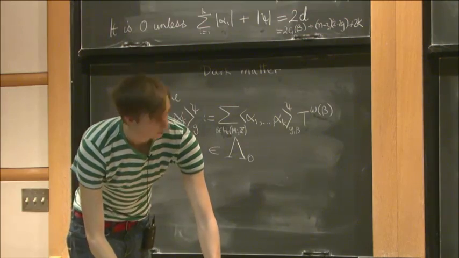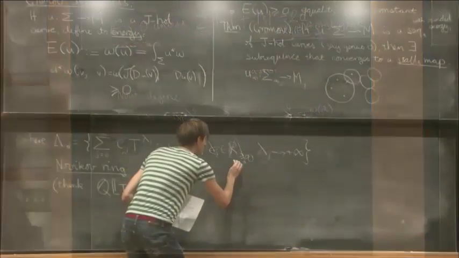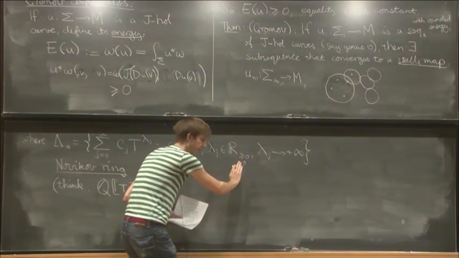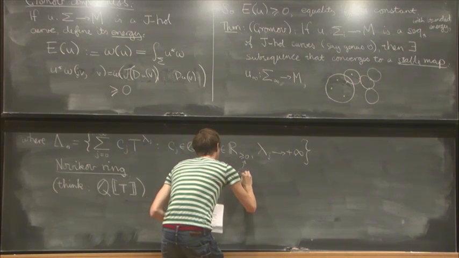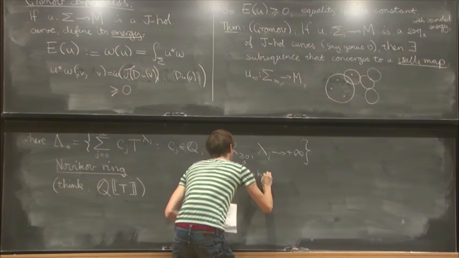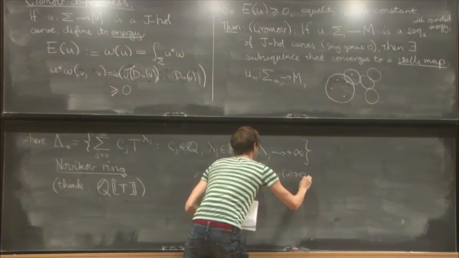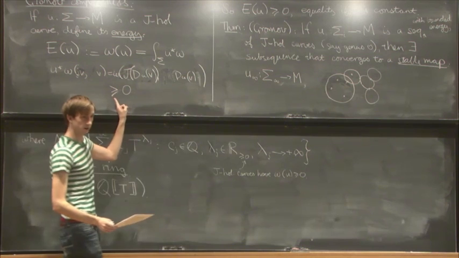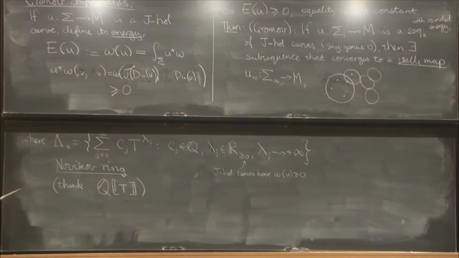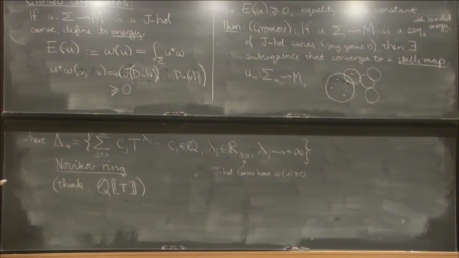Okay. And note here we're only looking at non-negative powers, and that's because J holomorphic curves have non-negative energy. That was this argument here. That's why we can use this analog of formal power series rather than the analog of formal Laurent series.